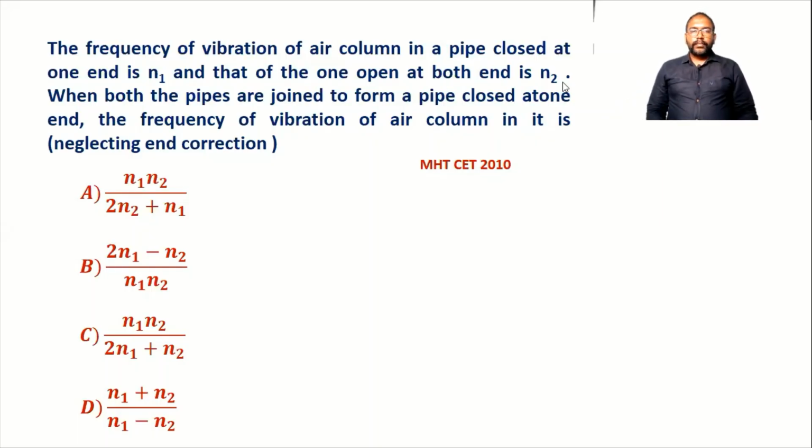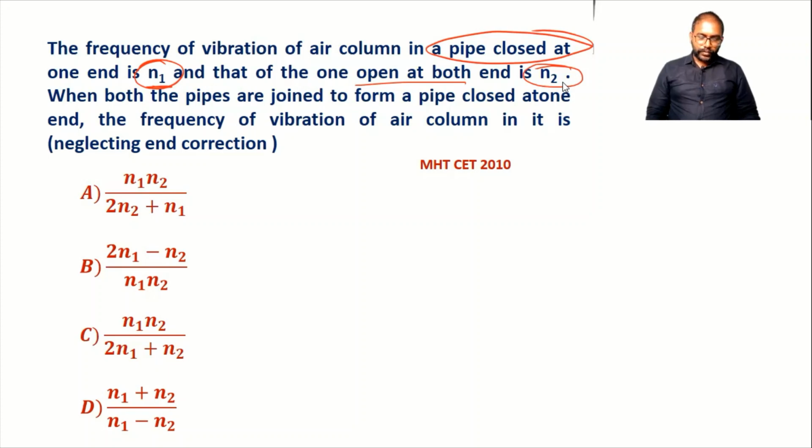Now, the frequency of vibration of an air column in a pipe closed at one end is N1. So here N1 is the frequency of vibration for the pipe closed at one end, and that of the one open at both ends is N2. When both the pipes are joined to form a pipe closed at one end, the frequency of vibration of the air column is.